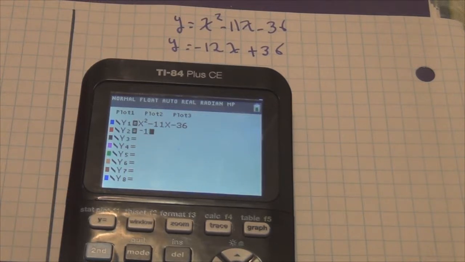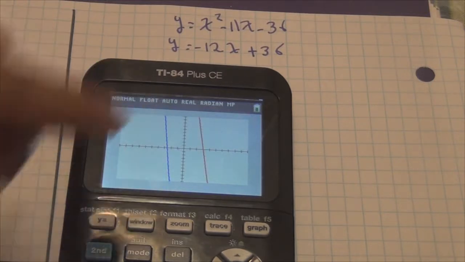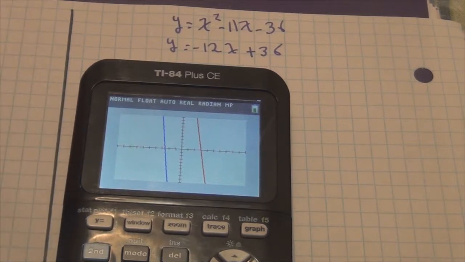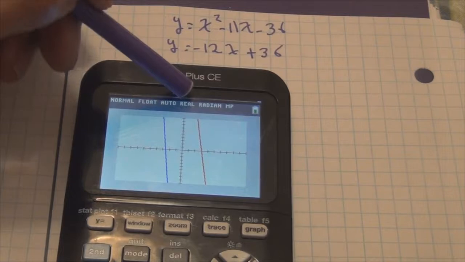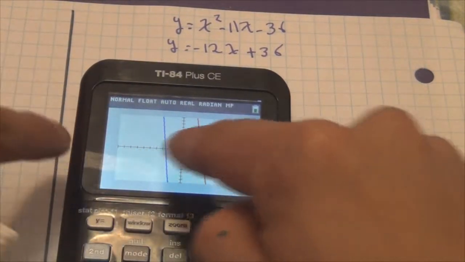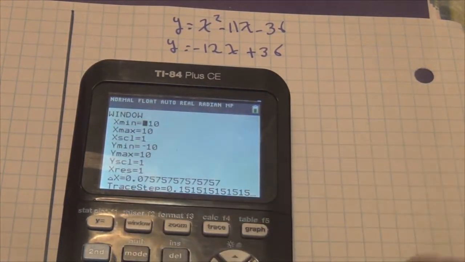Negative 12x plus 36. And I look at it, and I still don't see anything. All I see is two lines going like that. So guess what? I need to adjust the window in my screen in order to understand. The window only has negative 10 to positive 10 for both axes. What do I know? That the x values are okay, negative 10 to positive 10. But the y-axis needs to be adjusted.